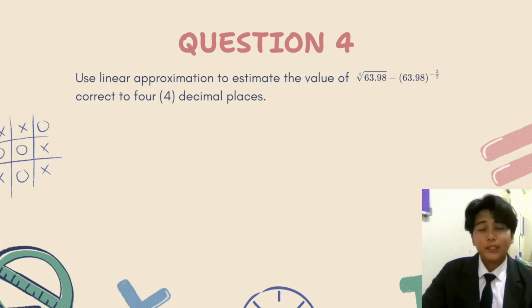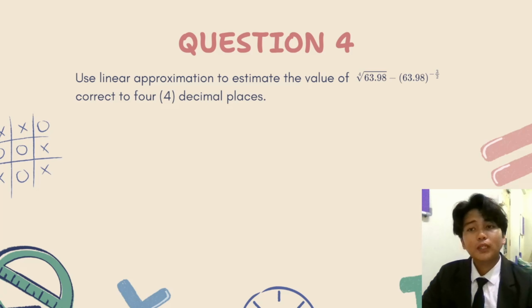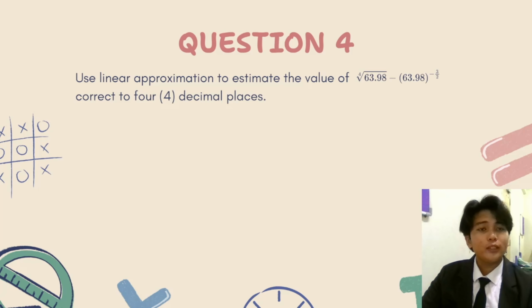Thank you. Okay, hi. Today I want to answer question 4. The question is, use linear approximation to estimate the value of the fourth root of 63.98 minus 63.98 to the power of negative 3 over 2, correct to 4 decimal places.